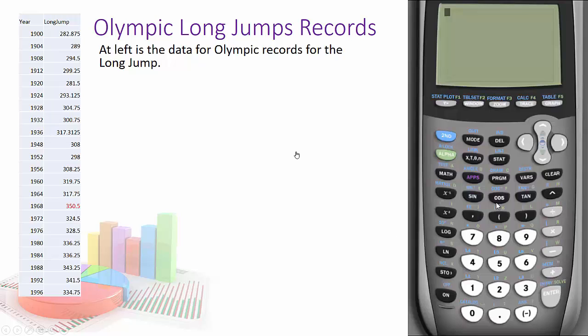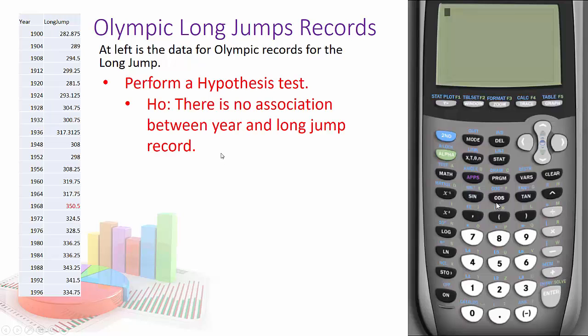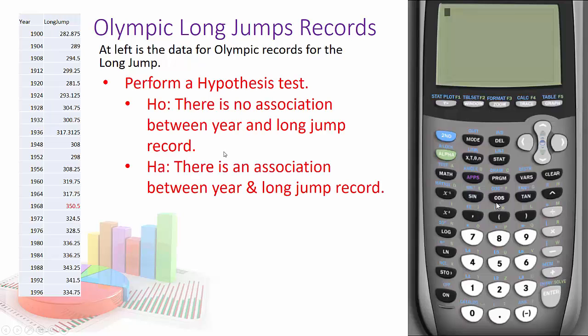So let's go back to that list of data for Olympic long jump records, and we are going to do a hypothesis test. The null is that there is no association, and the alternate is that there is an association between year and long jump record.